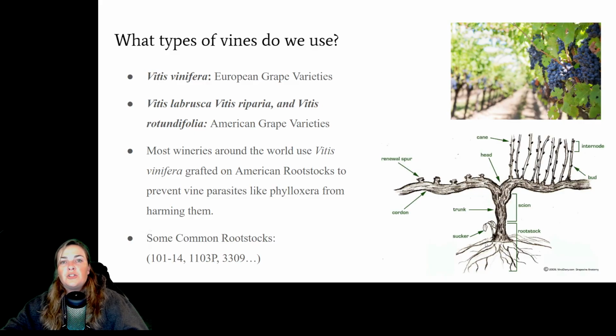So when you purchase vines, you'll hear some things like 10114, 1103P, 3309. So some of these numbers and acronyms come into play, and that's just the specific number of that rootstock, generally speaking. But they were derived from the common American grape varieties like Vitis labrusca, Vitis riparia, right? So they create crosses and then try to find something genetically helpful to current day problems.